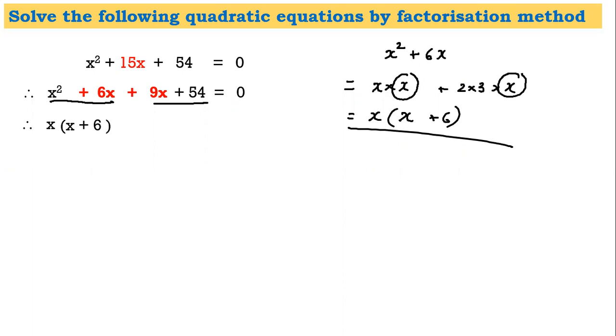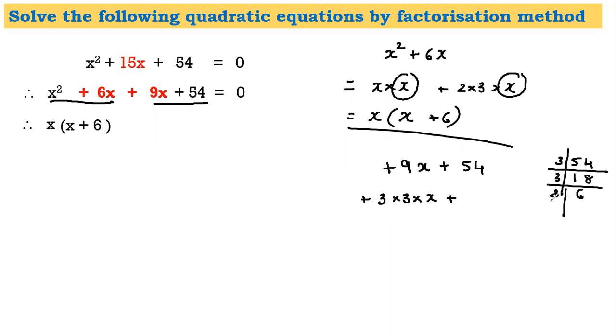Now students, for the remaining two terms, if you see, I have plus 9x. It's very important to consider sign here. You will understand in coming sums why sign becomes very important. Plus 9 is 3 into 3 into x. Now for 54, if you don't know what the factors are, you can just factorize. 3 1s are 3, 3 6s are 18, 3 2s are 6, and 2 1s are 2. So it would be 3 into 3 into 3 into 2.